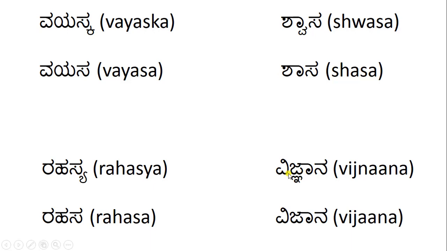Vijnana. The a is given for the main consonant and not this. Even though it is pronounced for this, it is written for this. Vijnana. And this, always the main consonant, is pronounced like the root consonant.